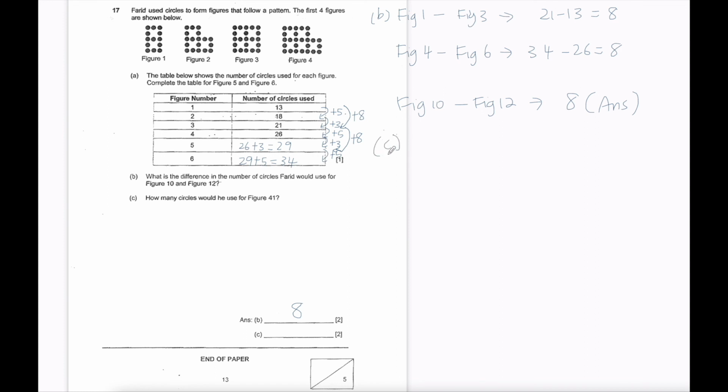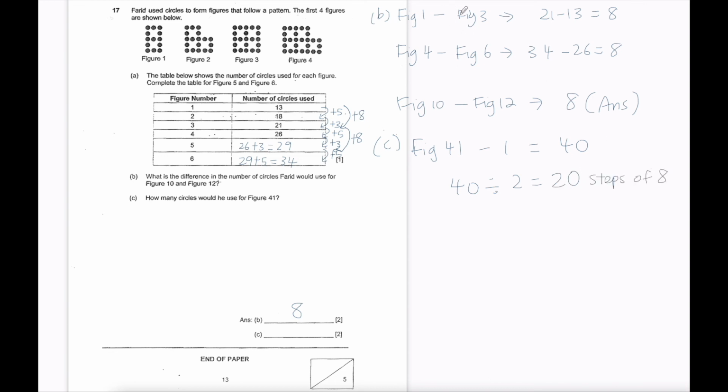Okay, part C. How many circles will he use for figure 41? Okay, so from figure 1 onwards, figure 1 is 13, correct? So every time we move forward by 2, we are actually having a difference of 8, correct? We are adding 8. So for figure 41, we need to get rid of the first figure first. Okay, so from figure 41, we minus 1 figure, we are actually getting 40, correct? So this 40, I will divide by 2, to find out how many steps of 8 I moved.